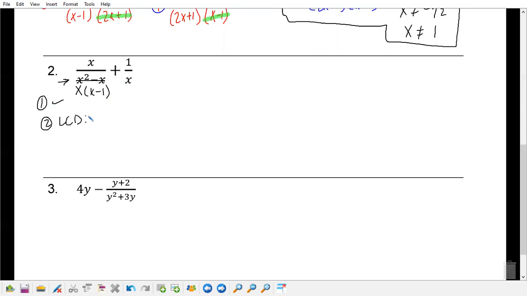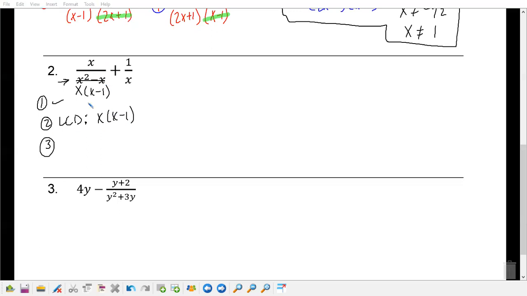Step 2 is to find your LCD. So my least common denominator. So basically looking at my factors, what are the greatest powers that they have? So x is greatest of that factor, and x minus 1 is the greatest of that factor. So that's my LCD. Step 3 is to multiply my expressions by the factors of the LCD that they're missing, essentially, right? So the factors of the LCD that they're missing.